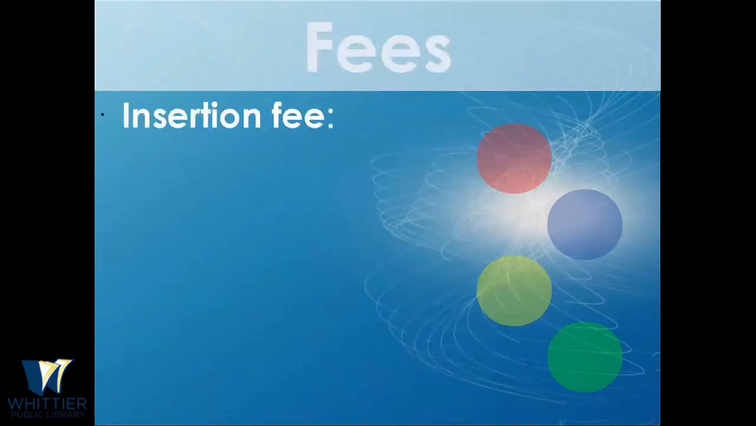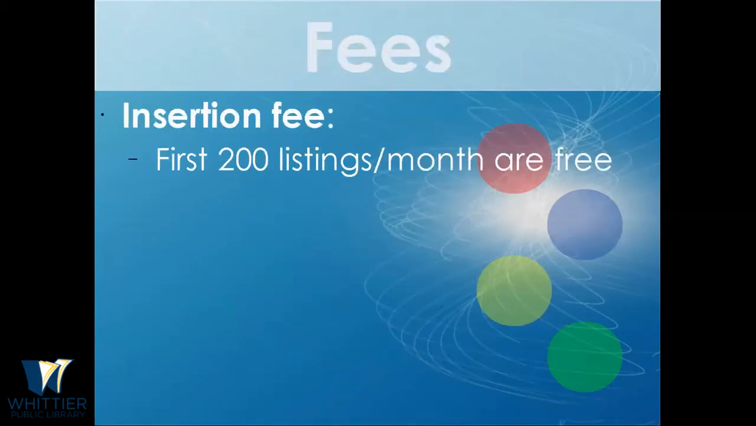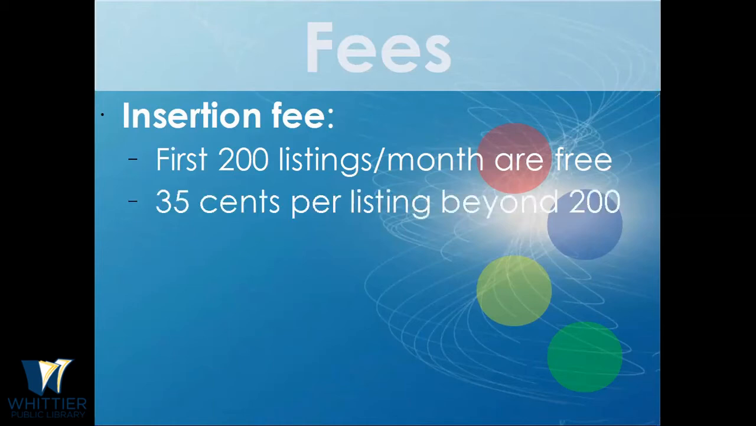Your fees, your insertion fee, your first 200 listings per month are free. It used to be 50, just recently they changed it to 200 listings per month free. So unless you're a real big seller, you're probably not going to hit that cap. 35 cents per listing beyond 200. Now remember, if you're selling fixed priced items and they don't sell within a month, when they renew, they're going to count against your next month's 200 listings. Each time they renew, and they renew once a month.